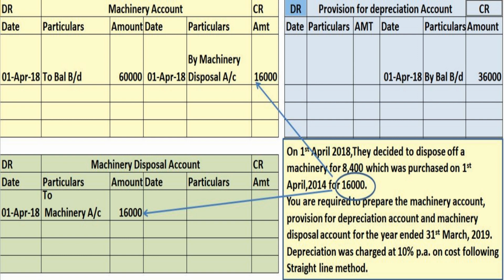So on the credit side of the machinery account, in the date column, we write disposal date, that is 1st April 2018, and in the particulars column we write by machinery disposal account and the purchase amount is 16,000. On the debit side of the machinery disposal account, we write the same date, that is 1st April 2018, to machinery account in the particulars column and the amount is 16,000.